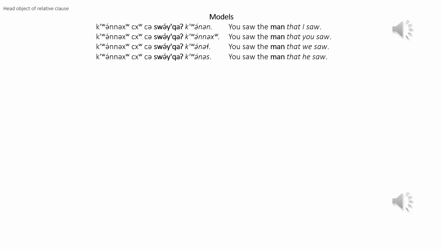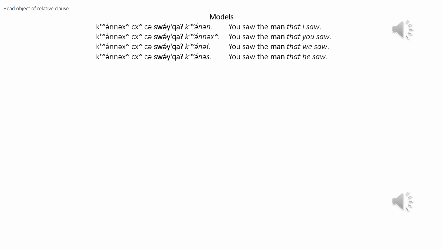Compare this set of models with the previous models. Looking first at the English translations, notice that the relative clauses in these models have objects, I, you, and so on. The relative clauses in the previous models had objects, me, you, and so on.